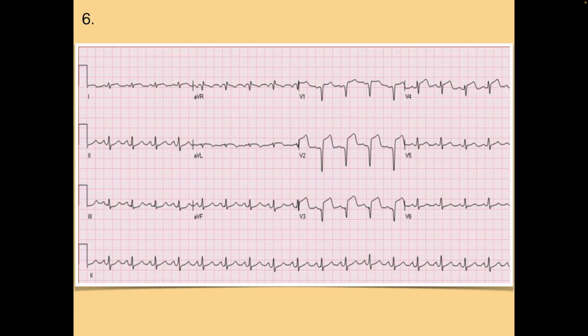That's me. I said I saw a little bit of elevation in V1, definitely V2, definitely V3, and a little bit in V4 as well. Okay, so if I said what kind of STEMI is this, what's your answer? Septal and septal anterior, okay?